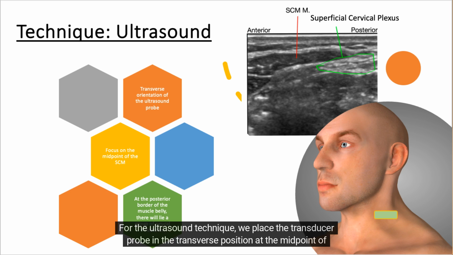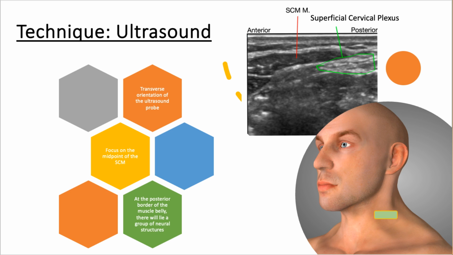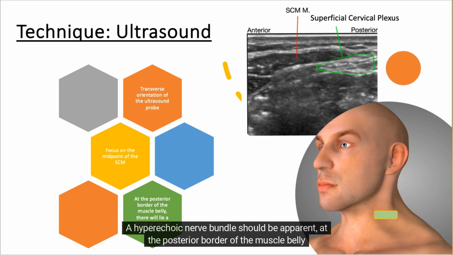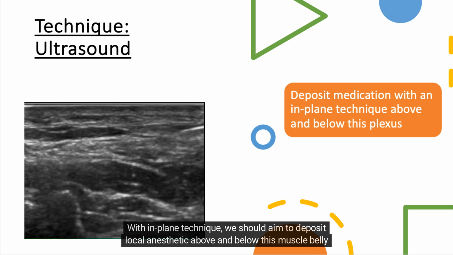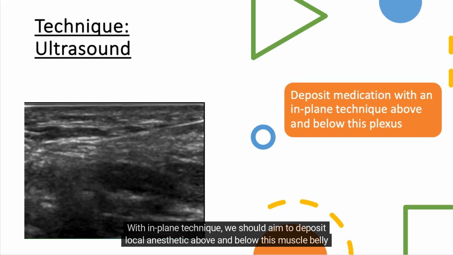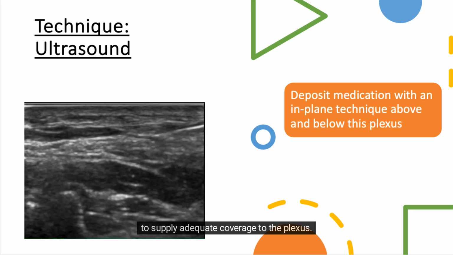For the ultrasound technique, we place the transducer probe in the transverse position at the midpoint of the sternocleidomastoid as described in the landmark technique. A hyperechoic nerve bundle should be apparent at the posterior border of the muscle belly. With in-plane technique, we should aim to deposit local anesthetic above and below this muscle belly to supply adequate coverage to the plexus.